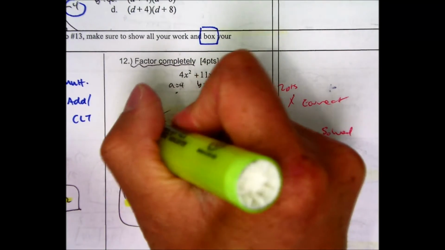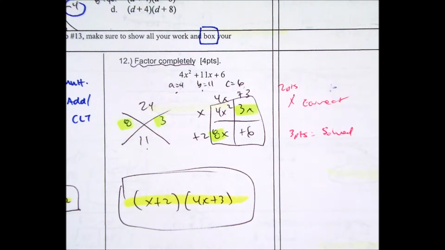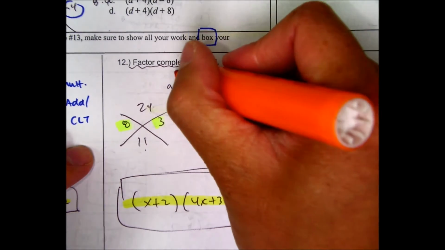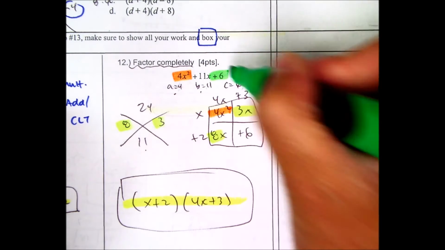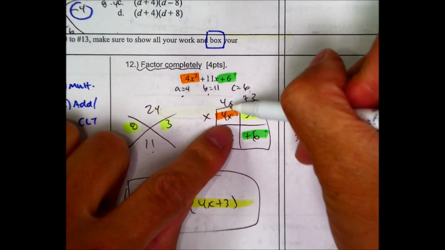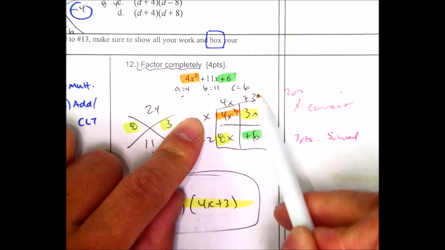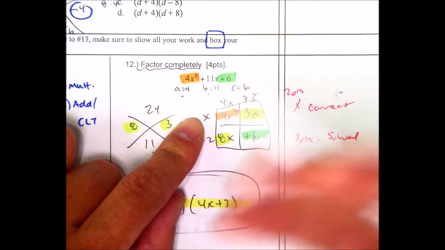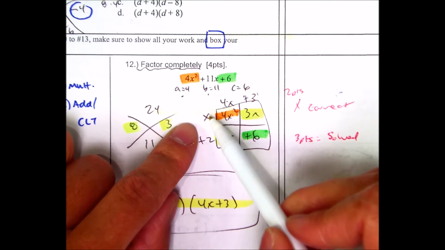So my 8 and 3 always go here and there. Your whole A term goes into the top left of the box, and your whole C term goes in the bottom right. Now you're thinking, where should I do 2 and 2? Well, I can't do 2 because 2 times something can't get me a 3. It would be a fraction or a decimal. So one of these has to be a 4.